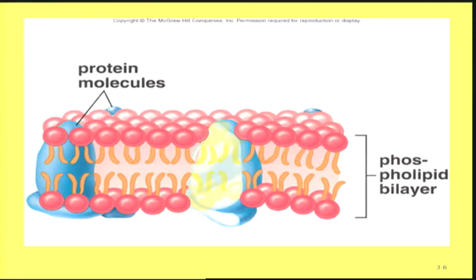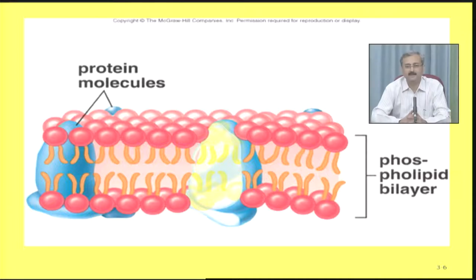This is the basic structure of a plasma membrane, where we see a phospholipid bilayer. There is a presence of protein molecules and also lipid molecules. There are hydrophobic as well as hydrophilic ends, and that makes up the complete plasma membrane.